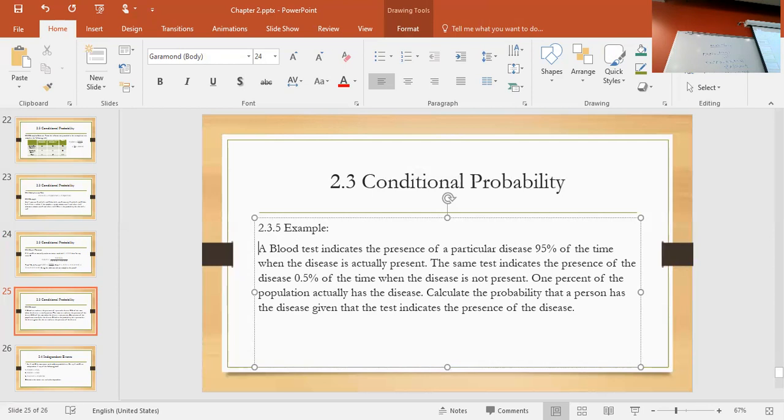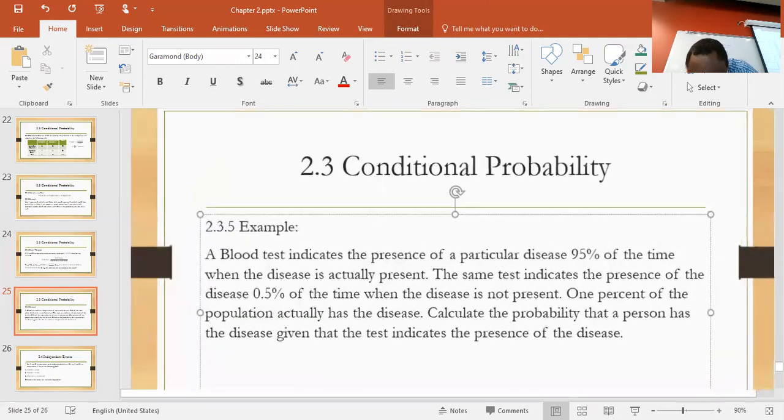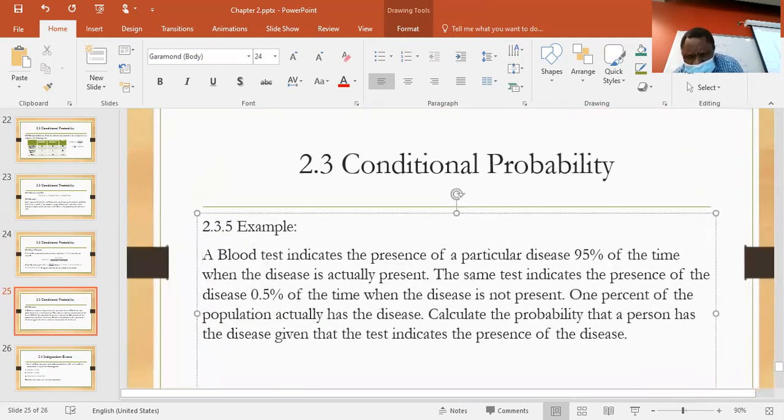And what is the question? Can somebody read the question? Not the whole thing, no. The final question we want. Question we want to answer. Can you guys read? Is it too small? Probability that a person has the disease given that the test indicates the presence of the disease. Calculate the probability that a person has the disease given that the test indicates the presence of the disease.